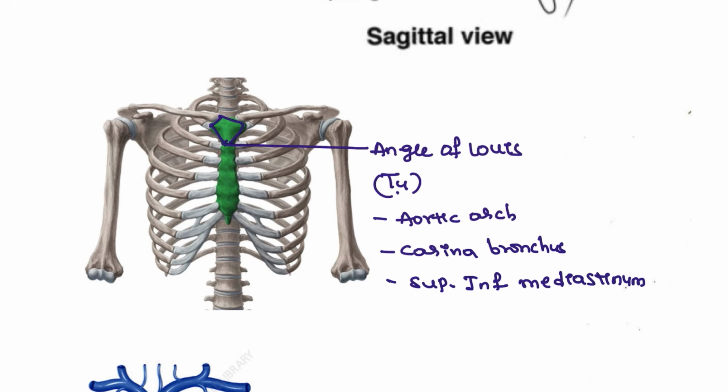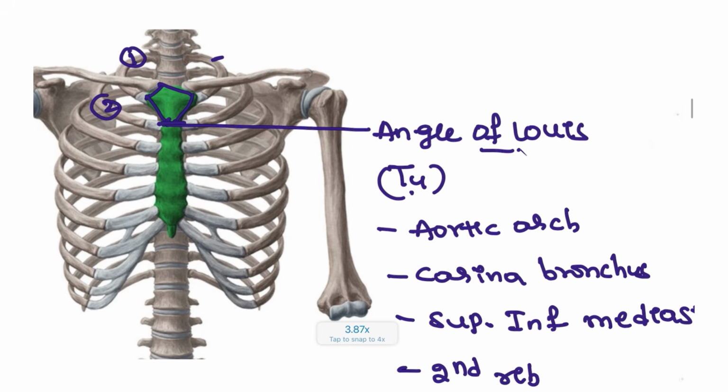And for the attachment, you can see this is the first rib, this is the second rib. So the second rib is attached at the angle of Louis. Even on an X-ray, remember, whenever you see this angle of Louis, that is where the second rib is attached. And here you can see this picture.